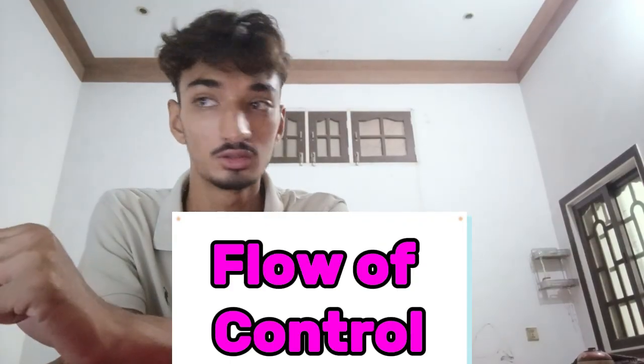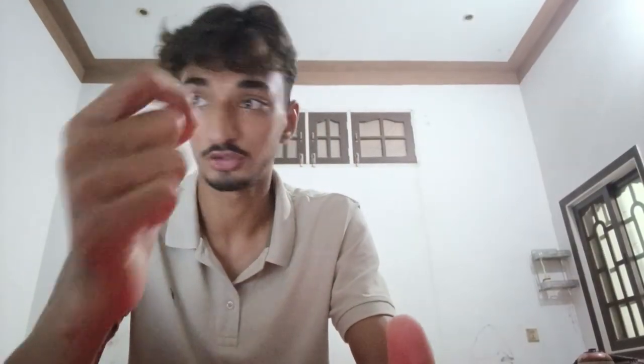Today we have another topic, which is flow of control. So what is flow of control? Flow of control means the order in which a program executes instructions. The order in which you perform a work, you execute the instructions, is named flow of control.